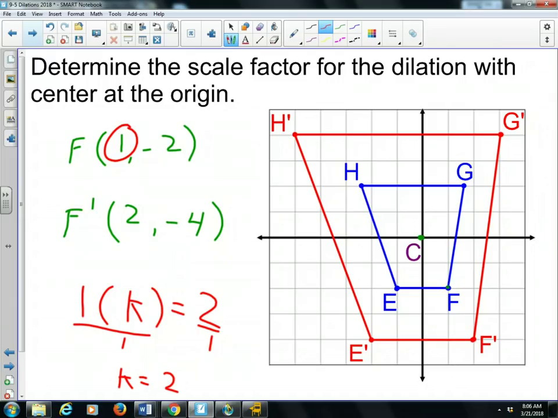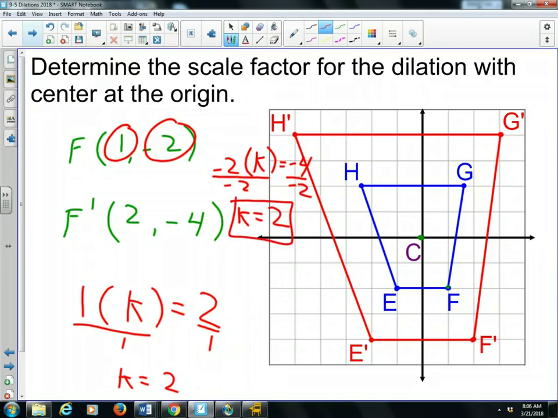I can do the same thing for my y-coordinate. A negative 2 multiplied by what number, we call that the scale factor, gives the image of a negative 4. Well, I simply divide both sides by a negative 2, and I get k to equal a negative 4 divided by negative 2 is a positive 2. So once again, I get my scale factor equaling a positive 2. This is the same figure as the last slide, so we should get the same scale factor. But I wanted to show you how you could use it with the dilation at the origin as well.